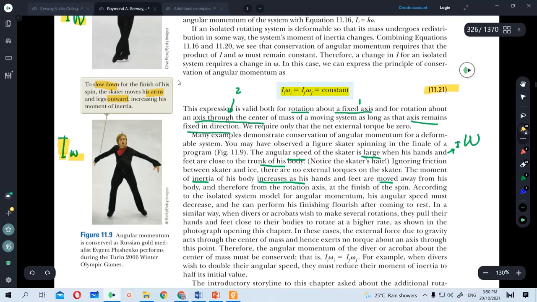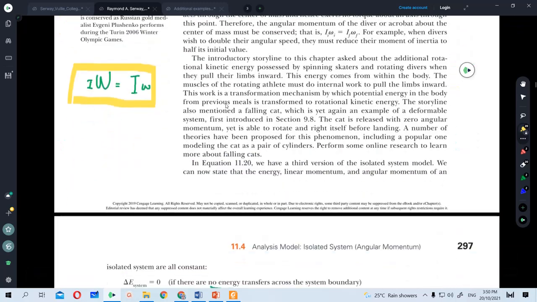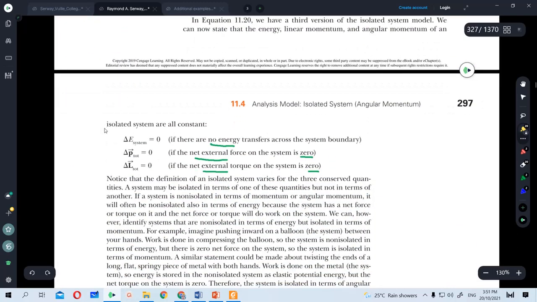Nevertheless, this is valid for rotation about a fixed axis, and an axis through the center of mass, as long as the axis remains fixed in direction. Therefore, to conclude, an isolated system should have three things: no energy transfer, no net external force, and no net external torque.